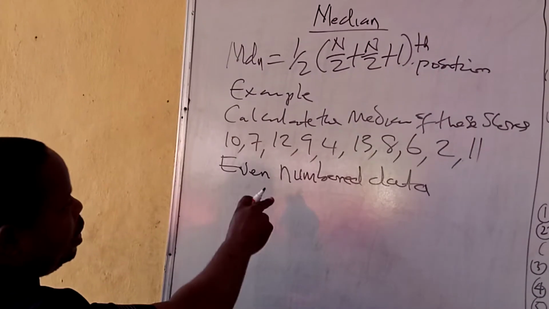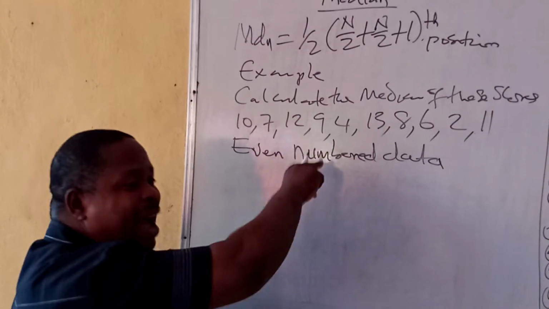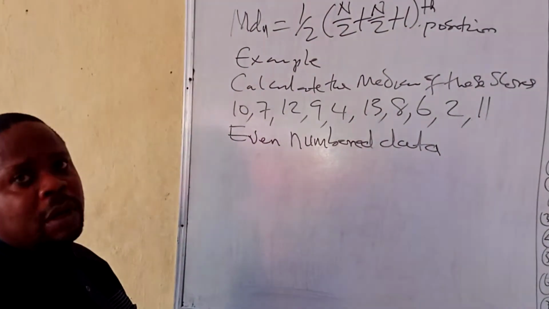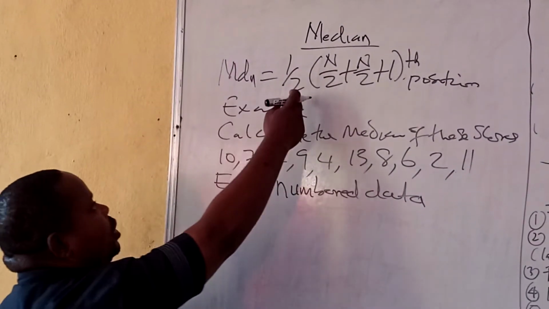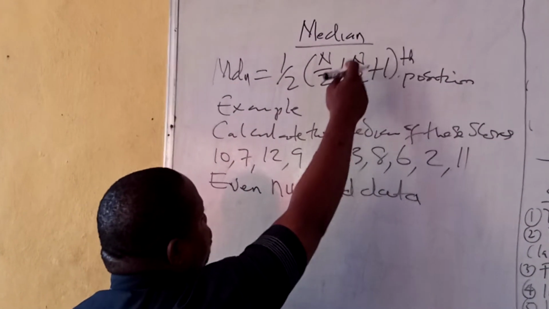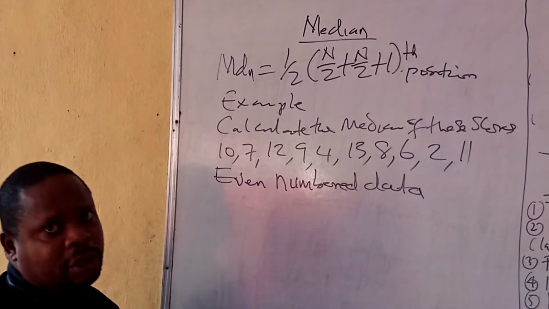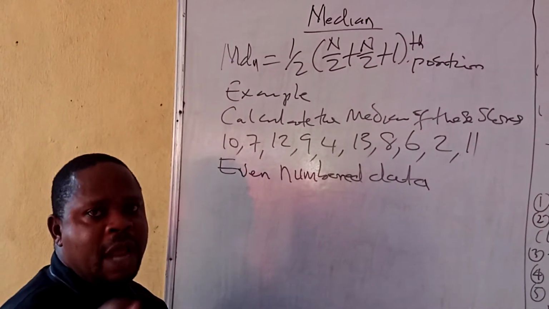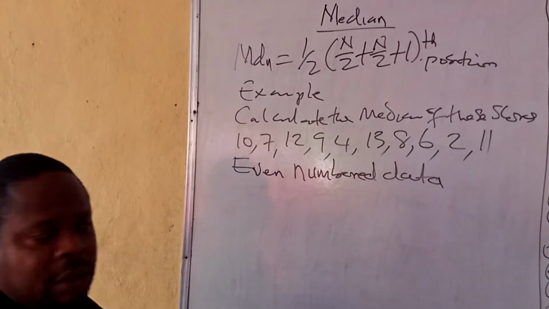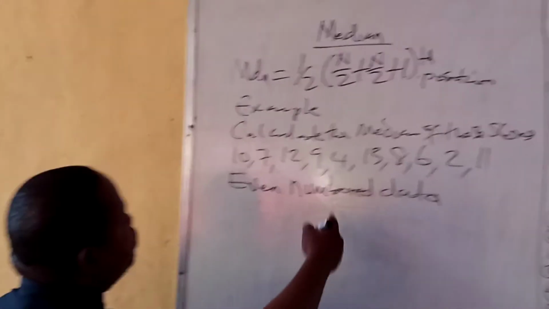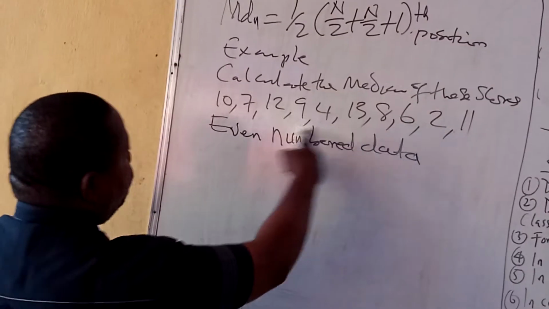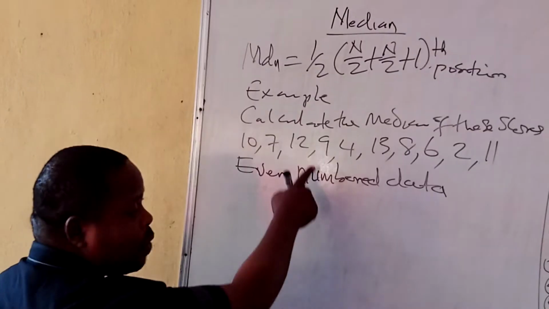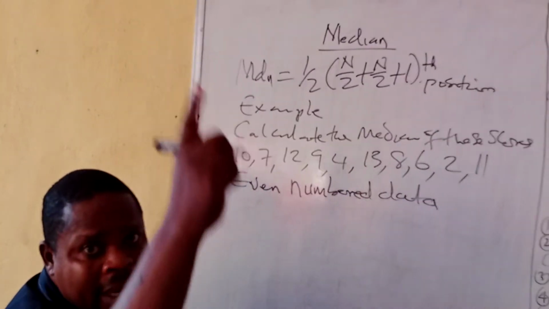Now, in calculating the median of an even numbered data, such as this one, this formula is what is used. MDN, which is median, is equal to 1 over 2 into n over 2 plus n over 2 plus 1 position. I must emphasize the median talks about position or point. And then, if you want to calculate the median of this data, first, you are going to rearrange these scores in either ascending or descending order of magnitude.